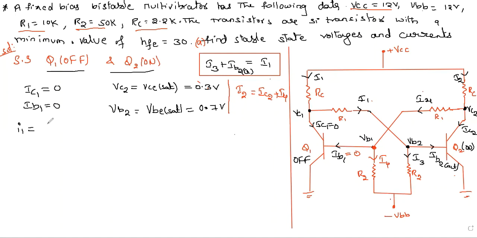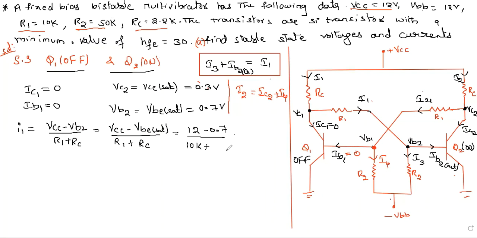So I can write I1 is equal to VCC minus VB2 divided by R1 plus RC. That is VCC minus VBE saturation divided by R1 plus RC, which is equal to 12 minus 0.7 divided by R1, 10K, plus R2, 50K. So that is totally 11.3 divided by 60K. So this is 0.92 milliamps.